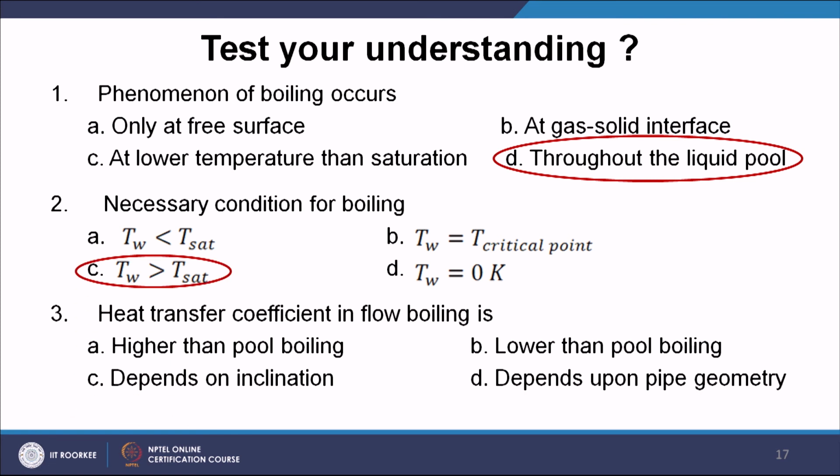Okay. 3rd question, heat transfer coefficient in flow boiling is higher than pool boiling, lower than pool boiling, depends on the inclination, or depends on pipe geometry. Okay, already we have compared using a graph how the heat transfer coefficient is dependent in pool boiling and flow boiling situations. So, obviously the answer is higher than pool boiling.